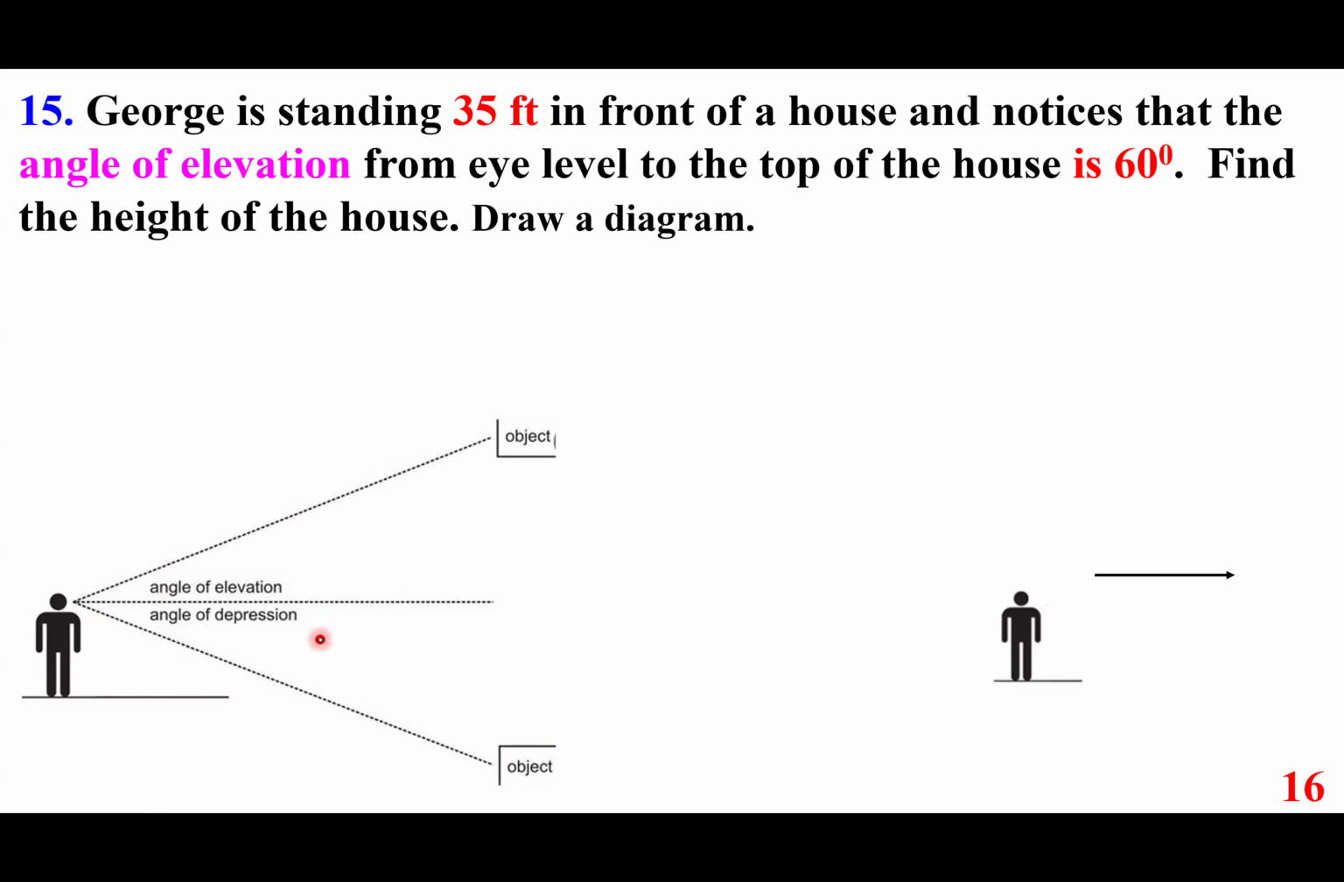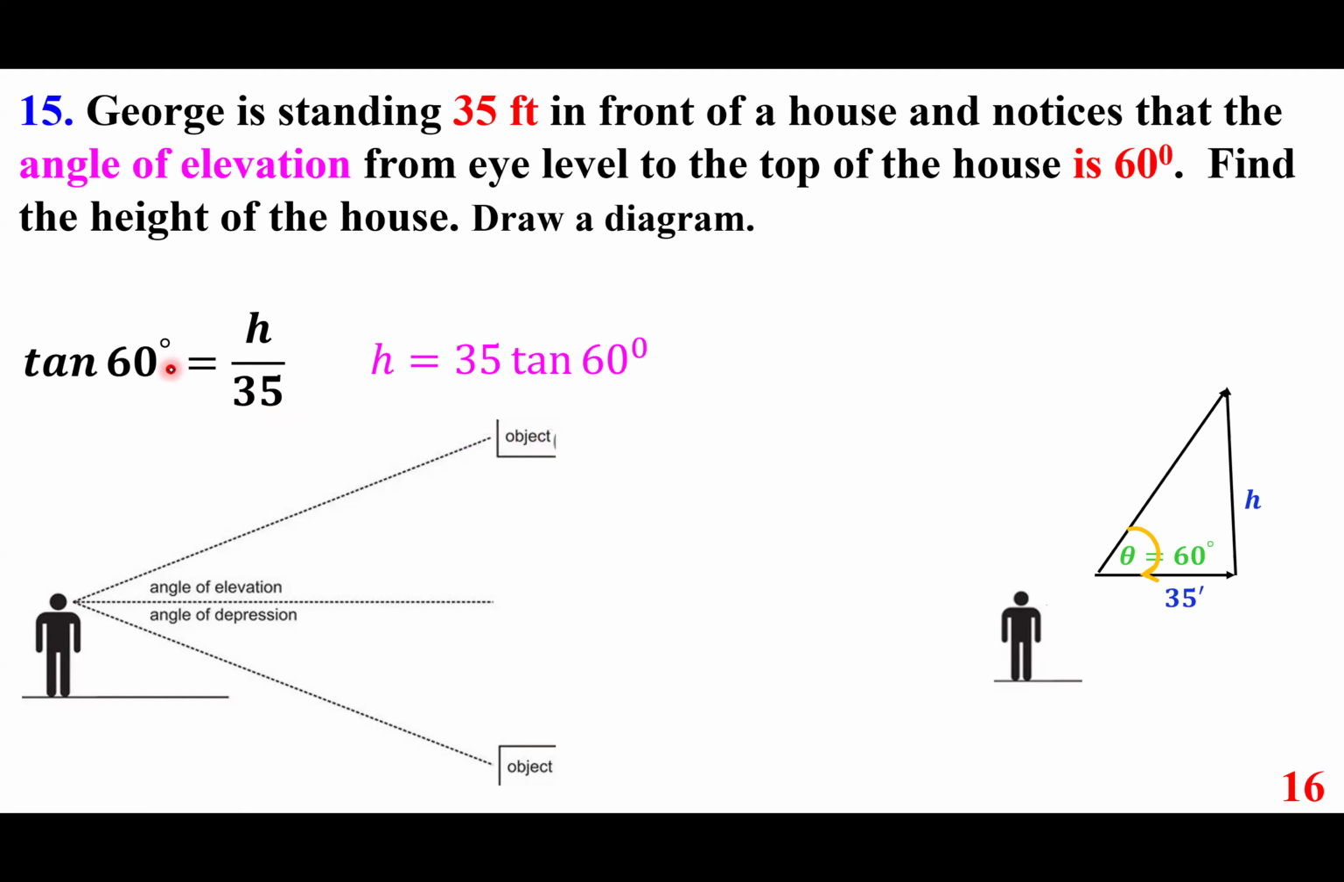So he is looking up at an angle of 60 degrees. And the distance here is 35 feet. We are looking for the height. So tan of 60 is h over 35. So h is the product of these two, 35 tan of 60. Of course, tan of 60 is square root of 3, but that's an exact answer. We put it into a calculator, 60.62 feet.